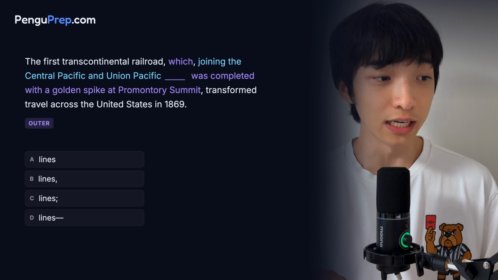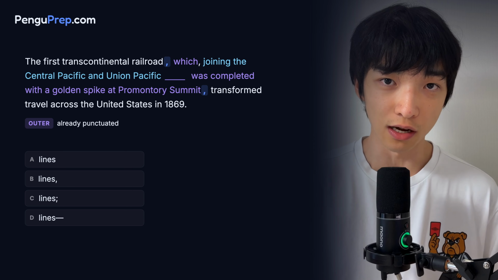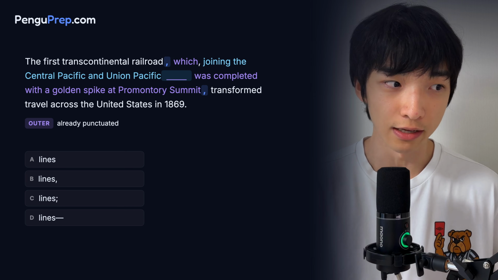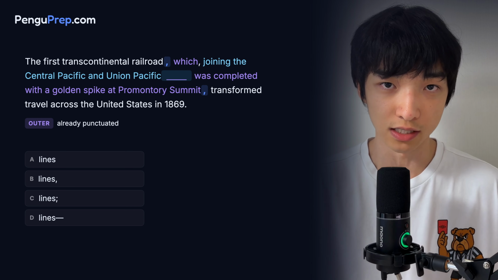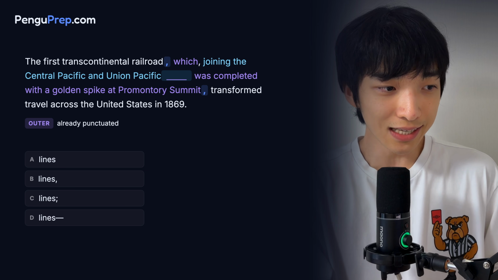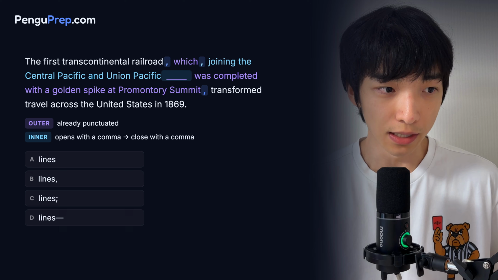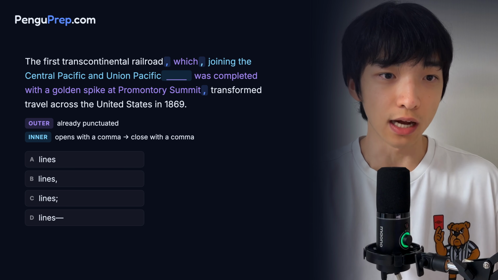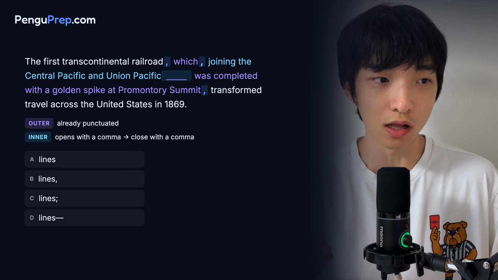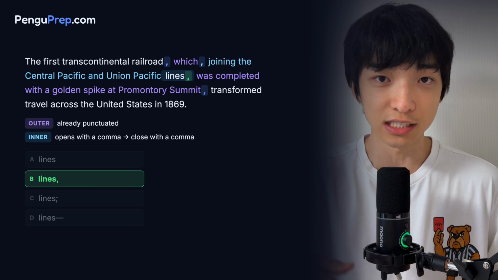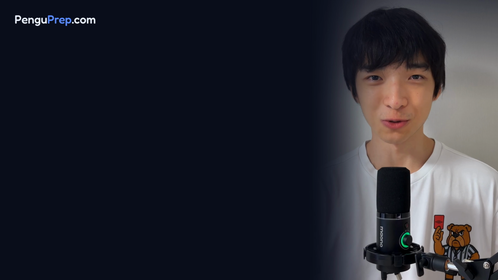With a bit of close reading, we see that the punctuation for the outer non-essential clause is already completed. Now, the punctuation in the blank will be used to close the inner non-essential clause. Since the inner non-essential clause begins with a comma, it must also end with a comma so that we don't mix up different punctuations for the same inner non-essential clause. So the correct answer has to be B. Now, try these problems yourself.